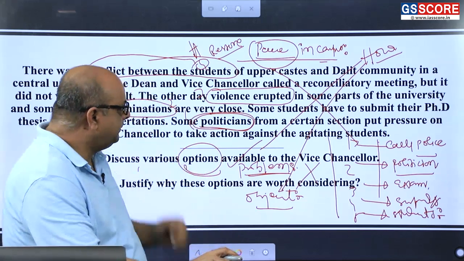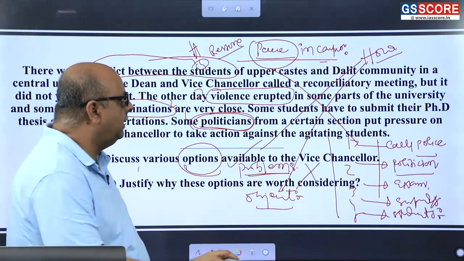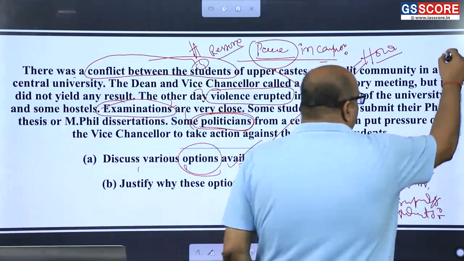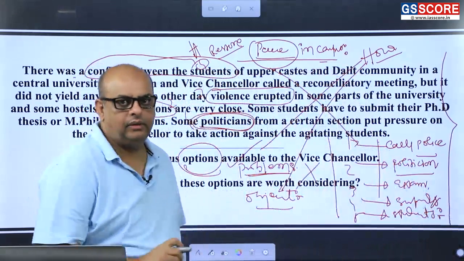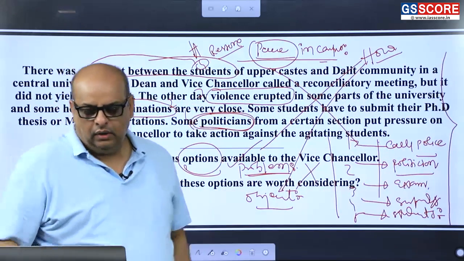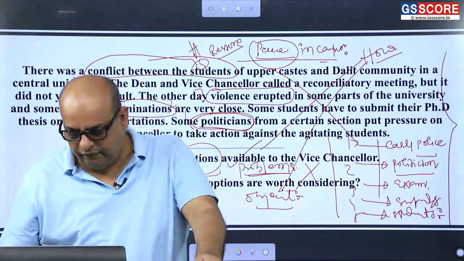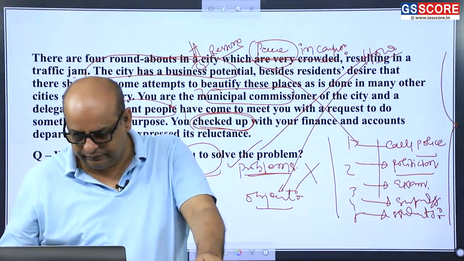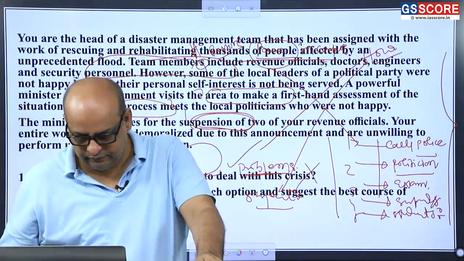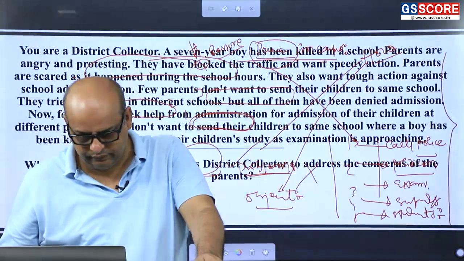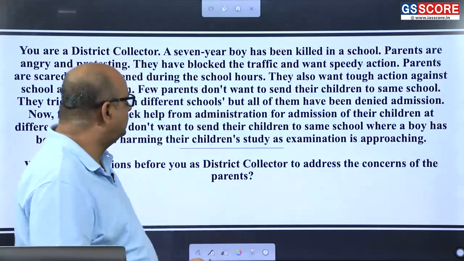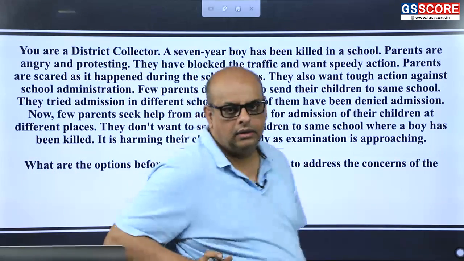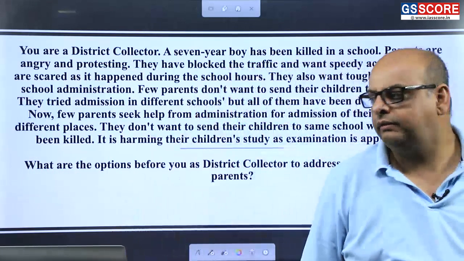So this is something that you have to take care of in this. The point number one. Similarly, if you look at another case, you just read along with me.